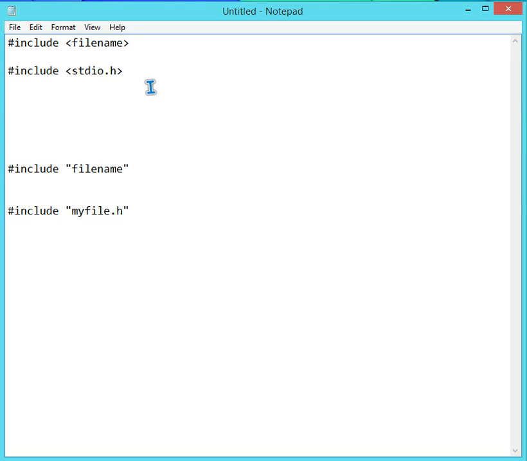The file which is already there in the system, and you are using it yourself, and which has a particular or specific place where it can be found, we include it using angle brackets.